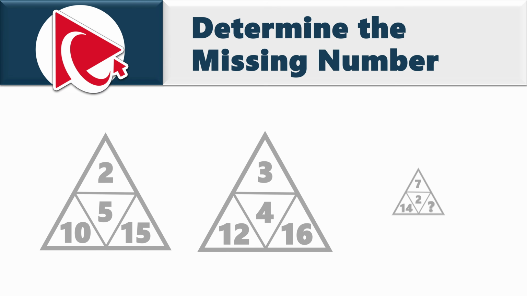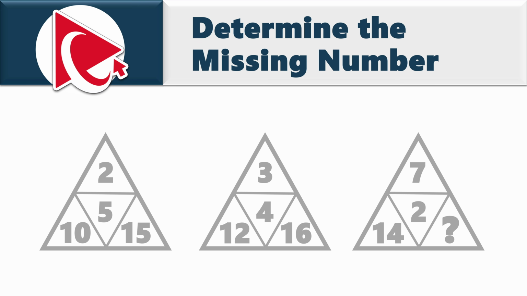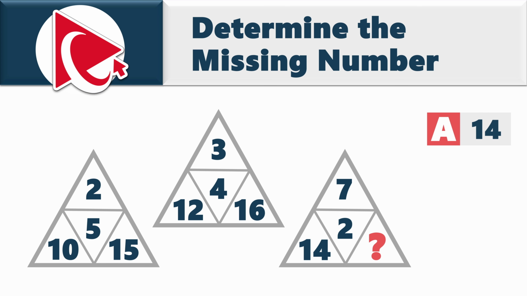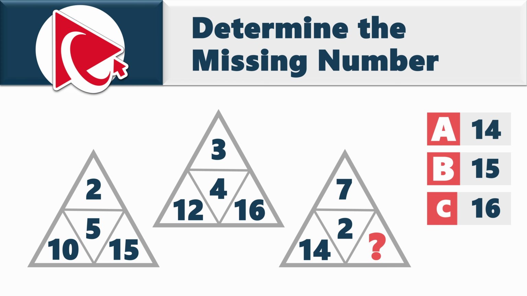You're presented with 3 triangles. Each triangle has 4 numbers inside, and one triangle has the number missing. Starting with the left triangle, at 12 o'clock the numbers are 2, 15, 10, and then there is number 5 in the middle. In the second triangle, the numbers are 3, 16, 12, and then number 4 in the middle. In the third triangle, the numbers are 14, 7, number 2 in the middle, and then comes the missing number, which you need to calculate and select out of 4 possible choices. Choice A, 14, choice B, 15, choice C, 16, and last but not least, choice D, 17.